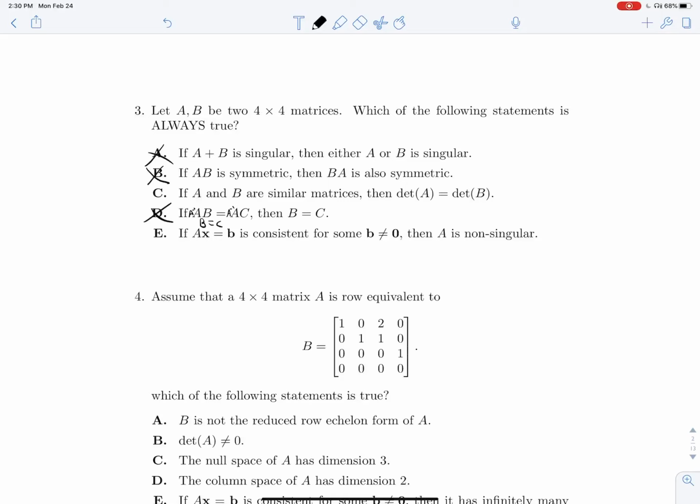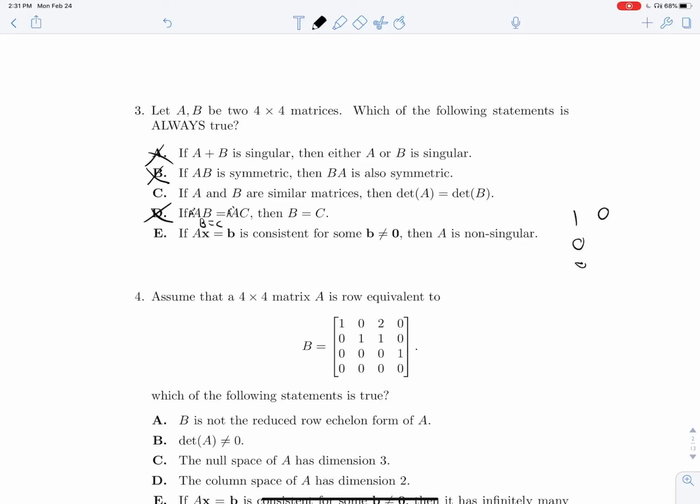And then E, if AX equals B is consistent for some B not equal to 0, then A is non-singular. Well, you can think of this just purely in the conceptual sense. If you have a matrix whose determinant is 0, you can think of the transformation represented by that matrix as a transformation that smushes the input space into some lower dimension. So it is still perfectly possible to have a transformation that takes 3D space.